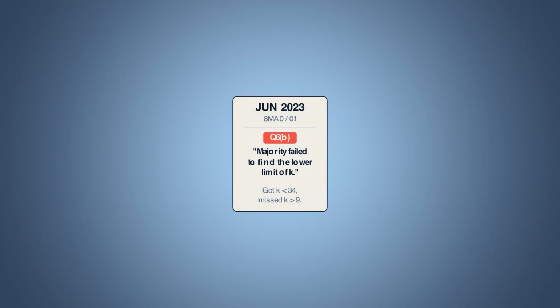So for instance, in 2023, students had to find values of k where the circle didn't touch the x-axis. So most students got the upper bound, but almost nobody got the lower bound because they didn't think about the circle existing in the first place. So k here had to satisfy 2 conditions, not 1. So when you see something like find the range of values of k, think to yourself, how many conditions does k have to satisfy here?